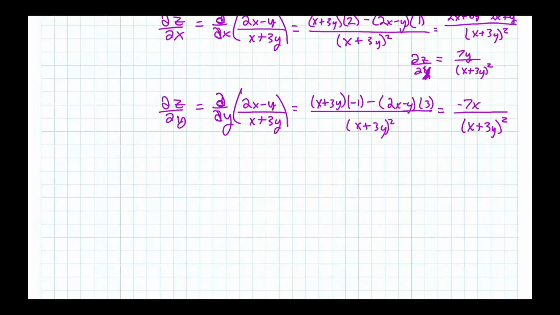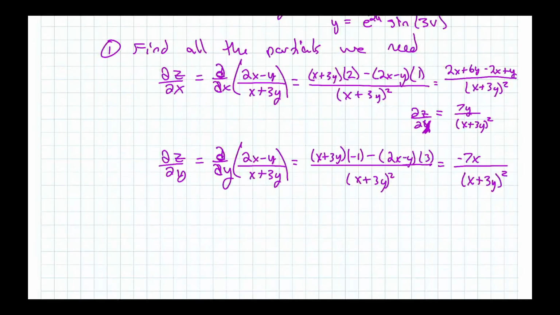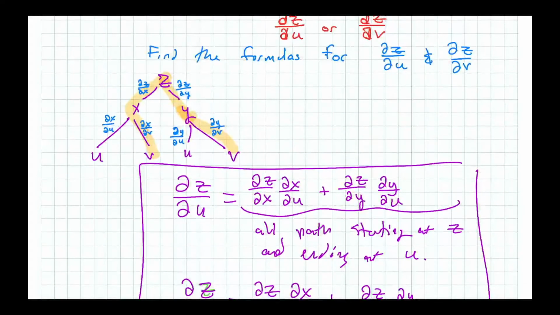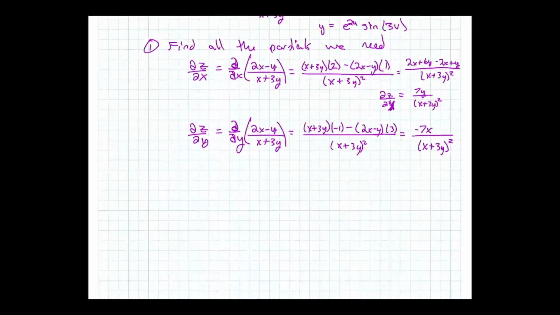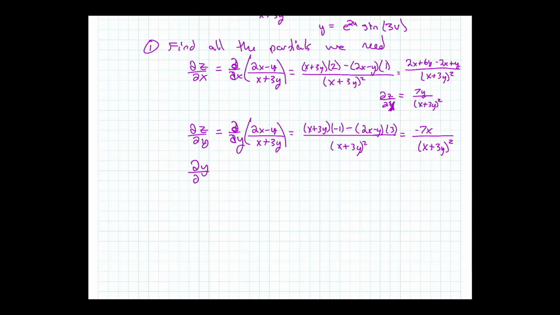Okay. So we've got those partials. Now those weren't the only partials we need. We're also going to need partial x with respect to u, partial x with respect to v, y for u, y for v. So 4 more to do. There's actually 6 partials that we need here. So let's do partial x with respect to u.